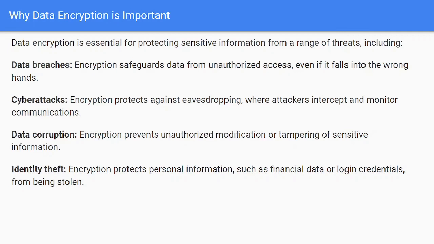So the next thing is cyber attacks. Encryption protects against eavesdropping, where an attacker intercepts and monitors communication. An attacker can just decide, you know what, I'm going to intercept. Let's say person A and person B are communicating. If this is A and this is B and they are talking to each other, sending things to each other, they're just communicating.